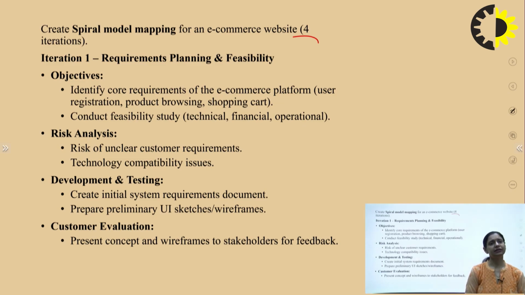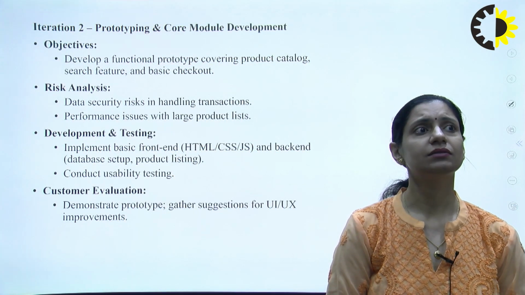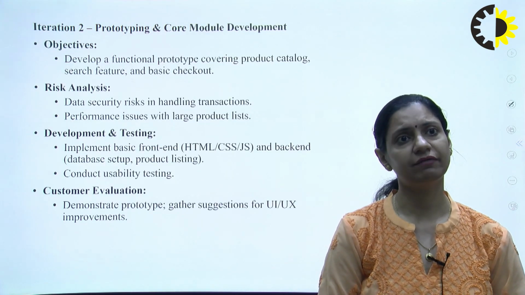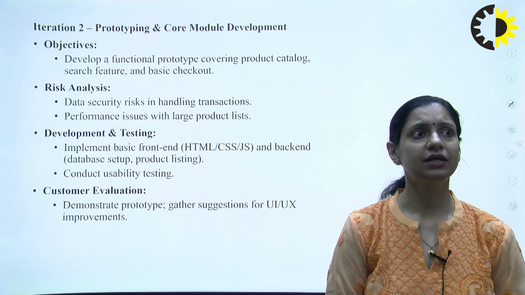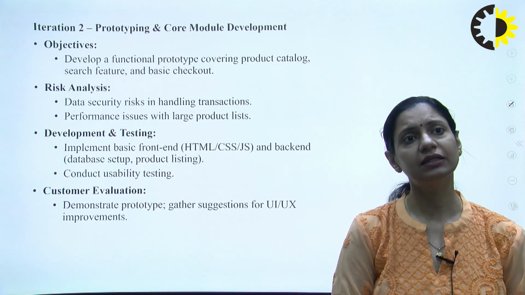The development and the testing phase, where the initial system is being created with the requirement documents and the preliminary UI sketches and the wireframes are developed. They are tested. The evaluation, once this concept and the wireframes are given to the user, they give their feedback and then the software moves into the next iteration, that is iteration 2. The iteration 2 is where the prototype and the core module development is done. The objective over here is to develop the functional prototype covering the product catalog, search feature and the basic checkout.